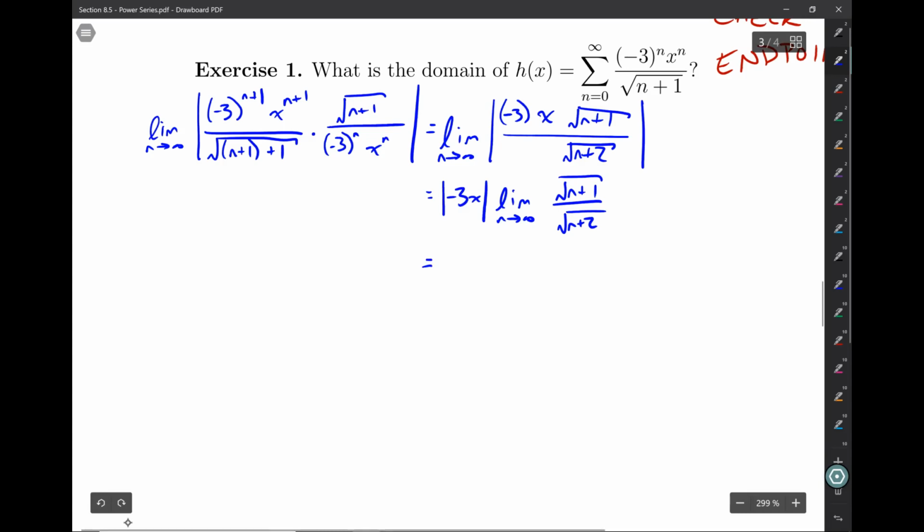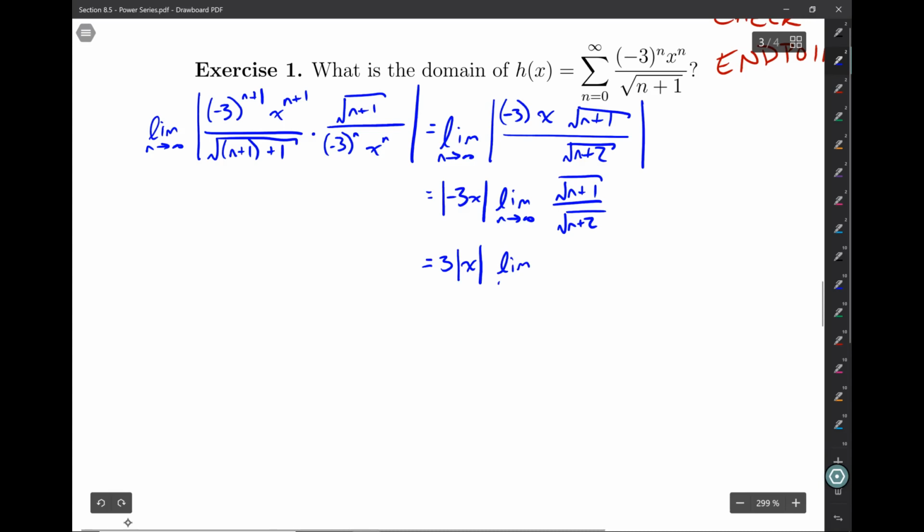So let's go ahead and simplify this. Absolute value of negative 3x. Well, the absolute value of negative 3 is just 3. The absolute value of x, well, it actually is just the absolute value of x. And then we're left with this limit.